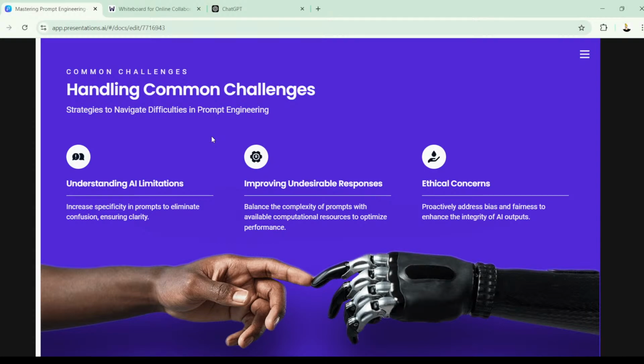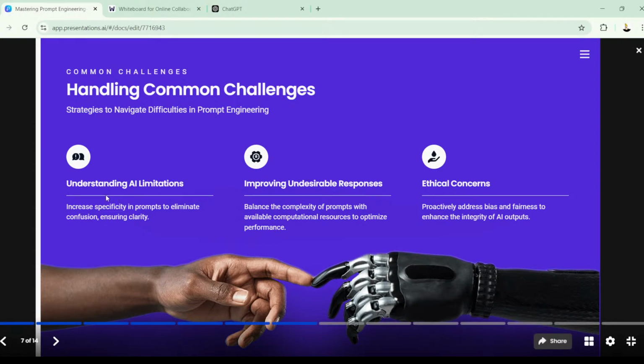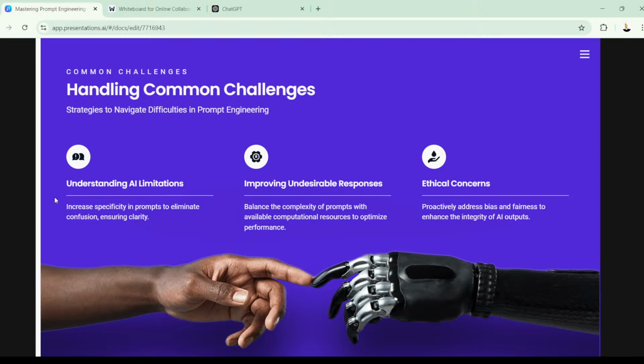The most important thing is understanding AI limitations. AI is currently not at its best. It also has its own limitations. It's not perfect. AI is powerful but has its limitations. It doesn't know everything and can sometimes generate incorrect or outdated information. What you need to do is always review its responses critically.